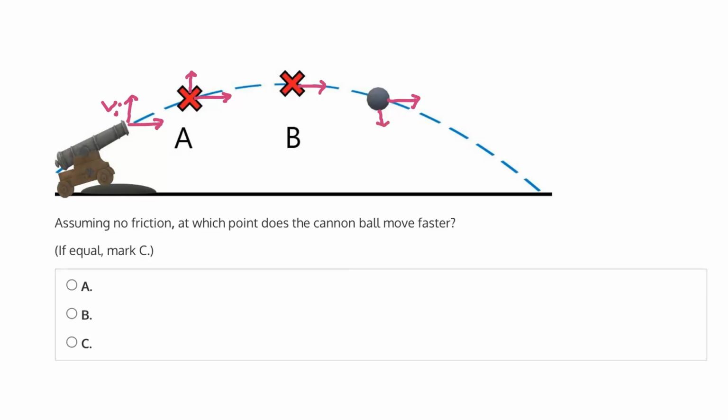And because, therefore, point A has the same x component as B, but a larger y component, it's moving faster than point B. And therefore, the correct answer is A.